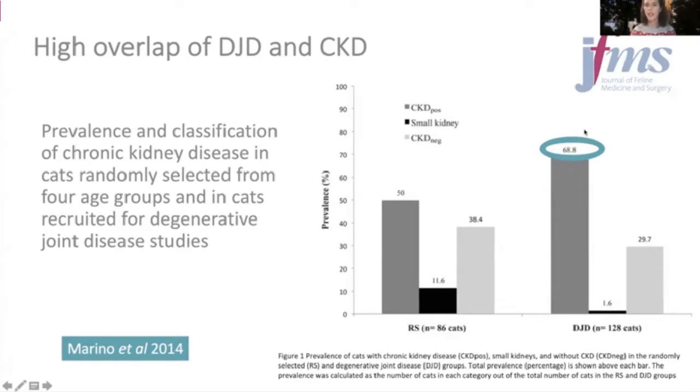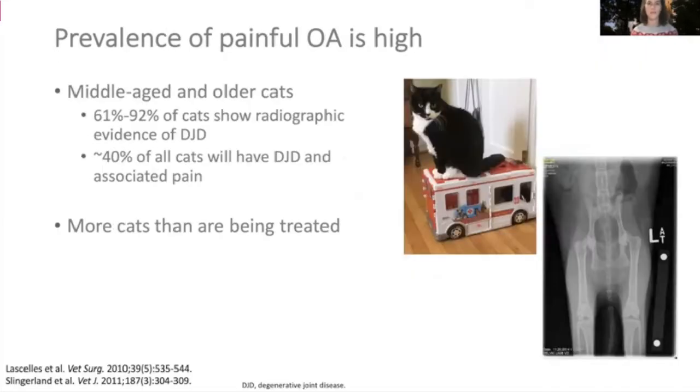So she looked at the percentage of cats who had chronic kidney disease, who had small kidneys only on radiographs, or who were classified as CKD negative. What you can see is that of the 128 cats who were evaluated, 68, almost 69% of them had chronic kidney disease. So the overlap between these two diseases is quite high, which is important for us in thinking about how we manage and treat these cases.